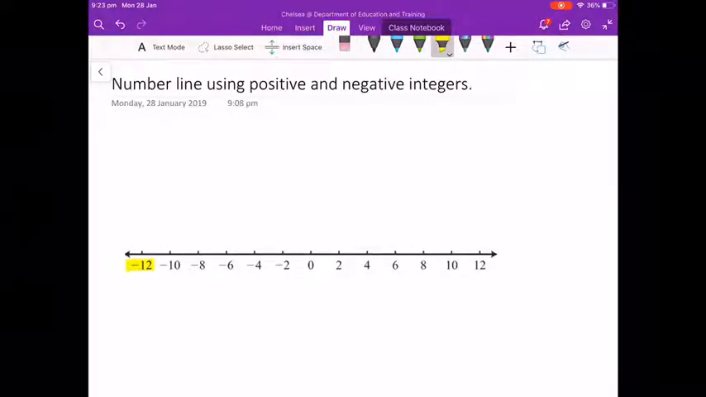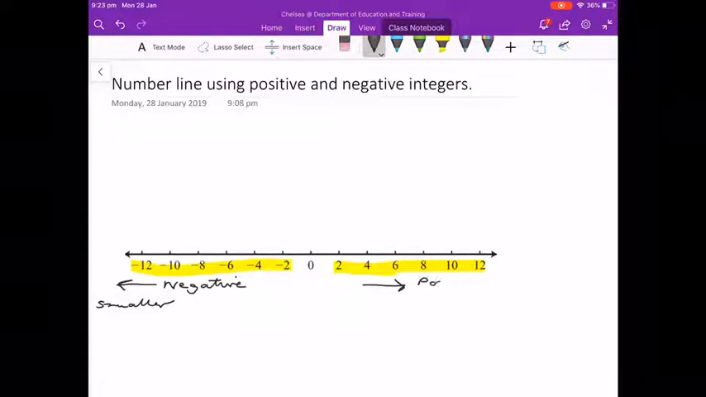This number line ranges from -12 through to +12. And we have our 0 in the centre, which is neither negative nor positive. On the left-hand side of our 0, we have our negative numbers, where the further a number is from 0, the smaller it is. And on the right-hand side of our 0, we have our positive numbers, whereas in this instance, the further a number is from 0, the larger it is.